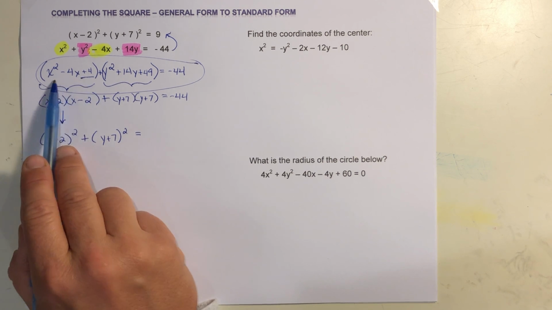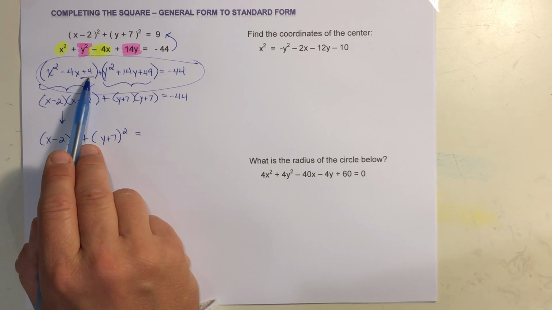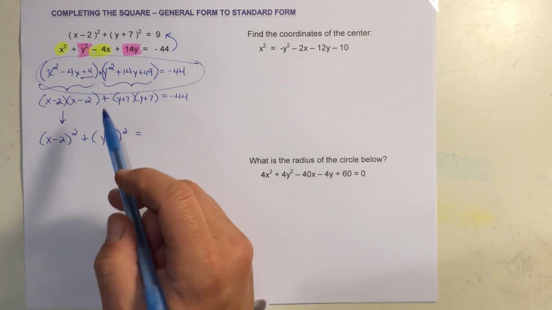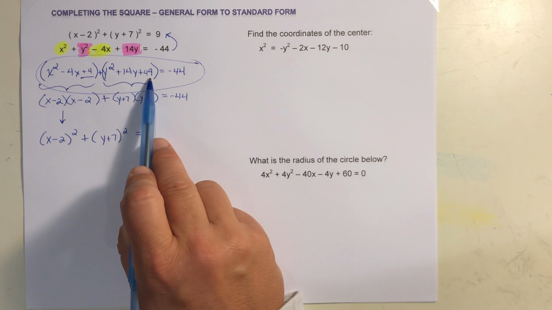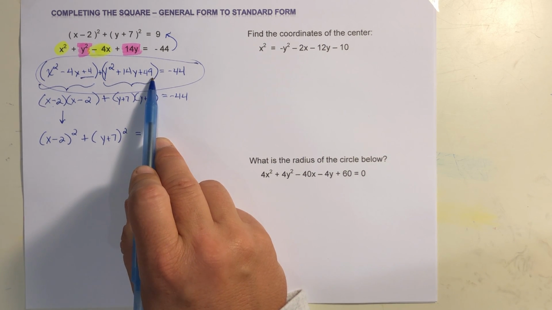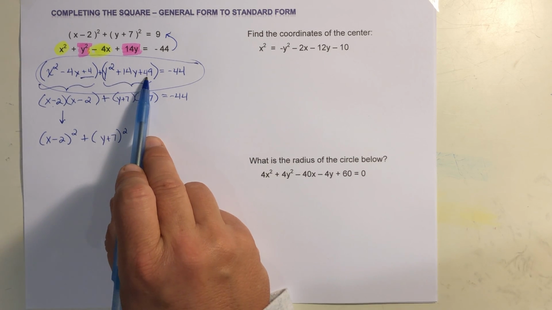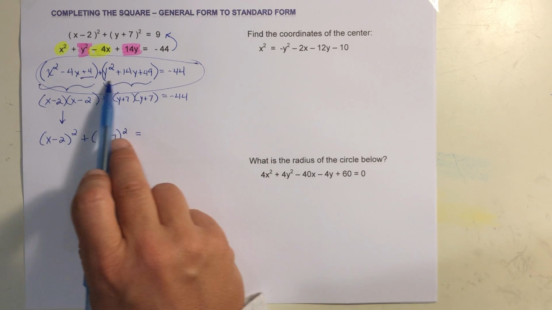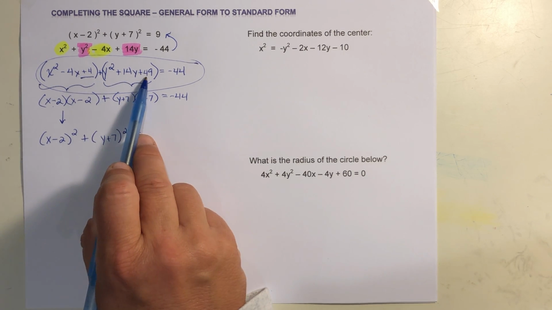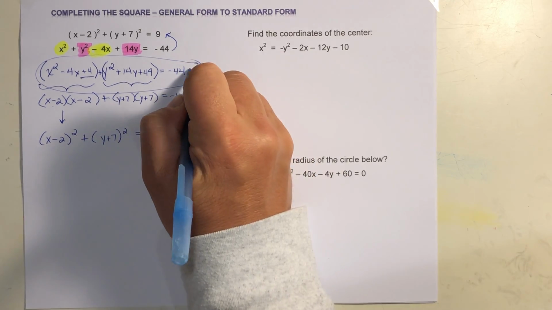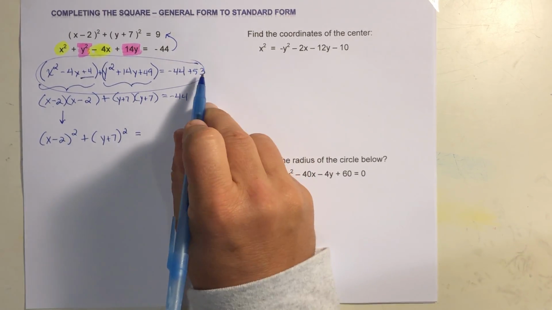In order to create the perfect square trinomial, I had to add 4 here. I also had to add 49 here. So in essence, we made the left side of the equation 53 more than it was, right? We added 4, we added 49. That made this side heavier, if you think of this as a scale. So I've added 53 units to the left. In order to keep the equation balanced, I have to add 53 to the other side.